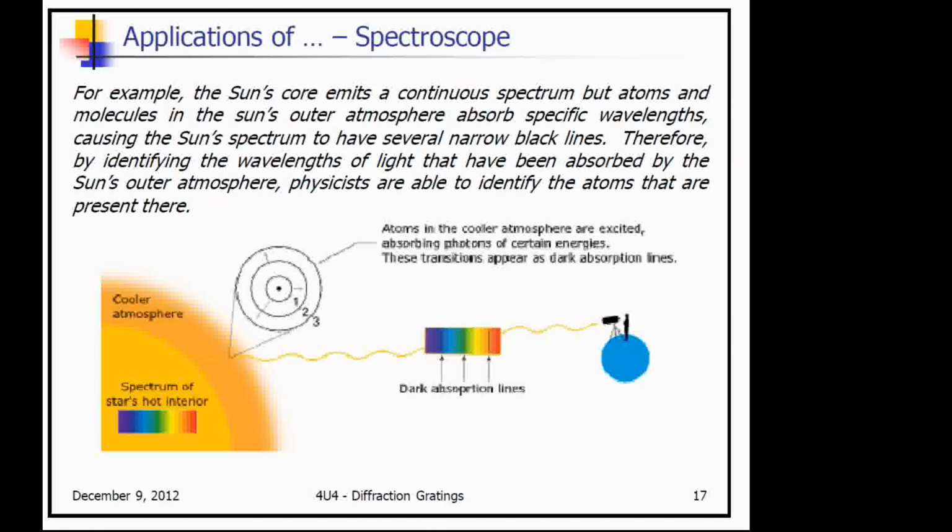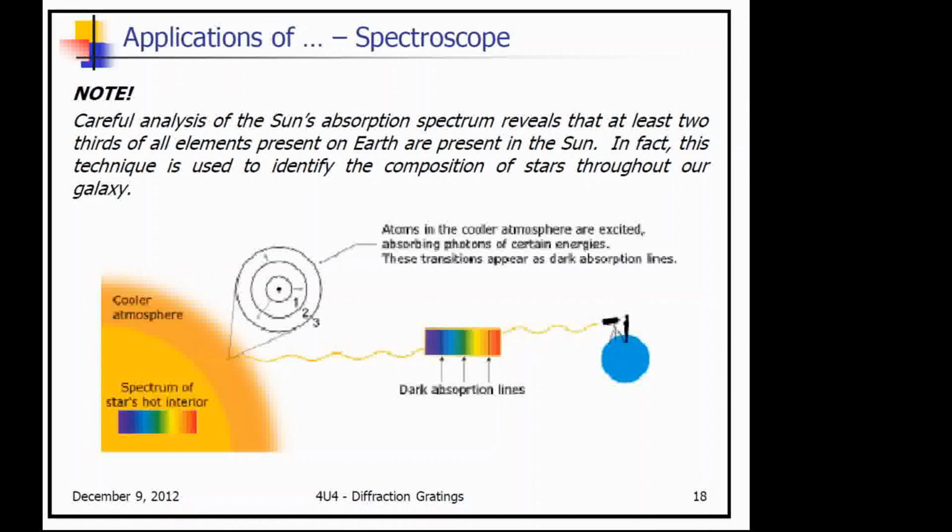So the sun's core emits a continuous spectrum, but atoms and molecules in the sun's outer atmosphere absorb specific wavelengths, causing the sun's spectrum to have several narrow black lines. Therefore, by identifying the wavelengths of light that have been absorbed by the sun's outer atmosphere, physicists are able to identify the atoms that are present there. So because the sun is really a fusion generator, we can see what light is being absorbed, and we can tell what is basically being fused in the center of the sun. So we can tell what atoms are present there by observing that.